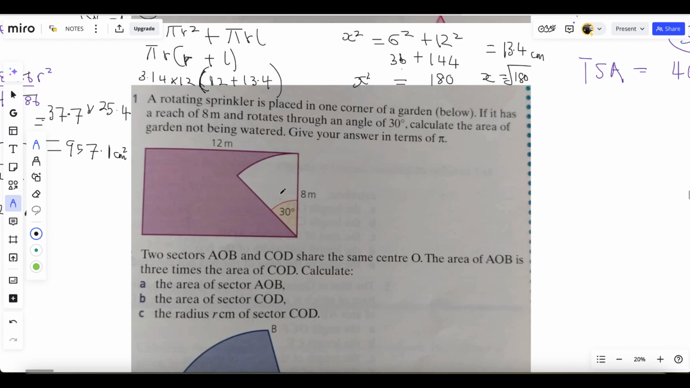So this area is watered. We know, right? All this area is watered. But all this other area, the sprinkler didn't get to it because it only rotates through an angle of 30 degrees. So this is the whole garden. First of all, we have to calculate the area of the whole garden.